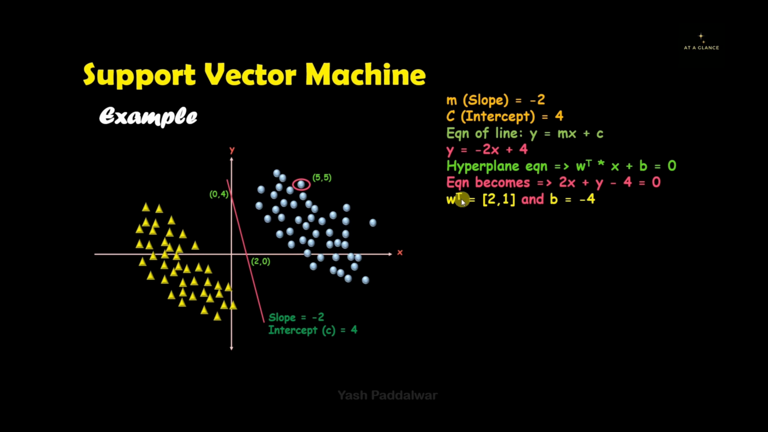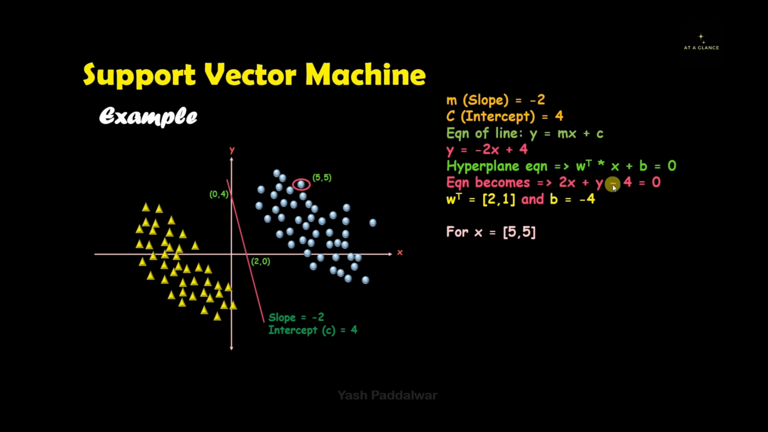Now whatever equation we have got, if you compare it with the standard form of the hyperplane equation, we can clearly see that w transpose is nothing but (2, 1). Now why (2, 1)? Because, as already said, it defines the coefficients of all the variables. Here we have two variables, x and y. The coefficient of variable x is 2 and the coefficient of variable y is 1. Hence (2, 1) is the w transpose. And you can clearly see that b is the bias term, which is minus 4 in the equation.